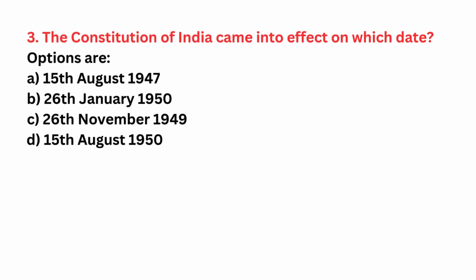3. The Constitution of India came into effect on which date? Options are A. The 15th of August 1947, B. The 26th of January 1950, C. The 26th of November 1949, D. The 15th of August 1950.